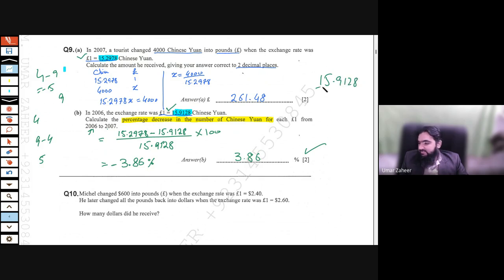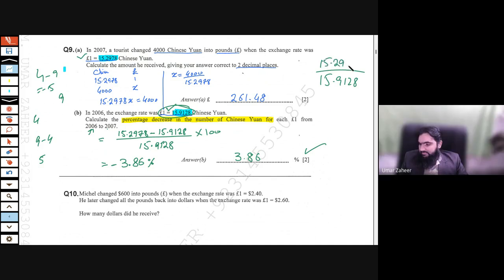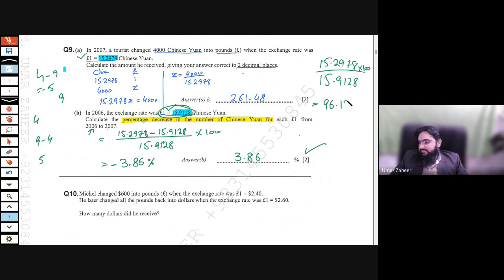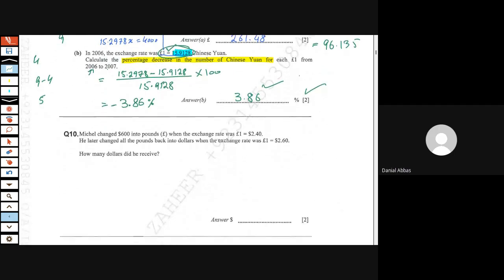So I say the same thing first. The 2006 value to 2007. Which is the smaller value and which is bigger? Sir, the 2006 one is bigger, and 2007 like this. Yes, what will you get? It is giving 96.135. And when you subtract from 100, you will get the same answer. Yeah, you can do it that way as well. Okay, sir.